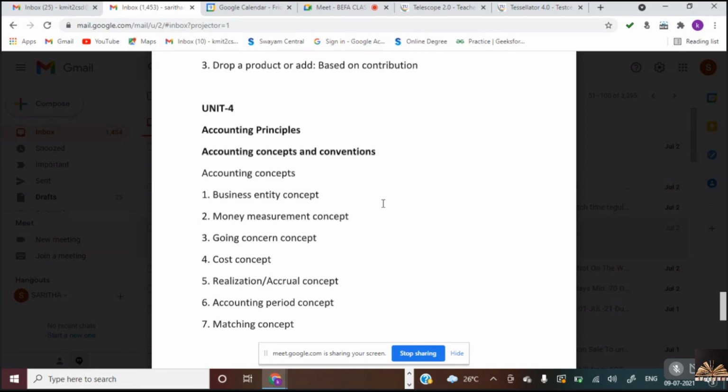What do you mean by accounting principles? Accounting principles are further classified into accounting concepts and accounting conventions. There are 8 concepts and 4 conventions. Is it clear? Just take down the heading as accounting principles, draw a chart, and on the left side take down accounting concepts, on the right side accounting conventions. And start with the first one, accounting concepts, business entity concept. Take down the first concept, business entity concept.